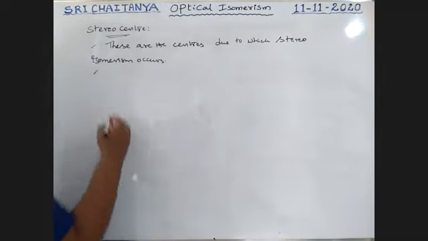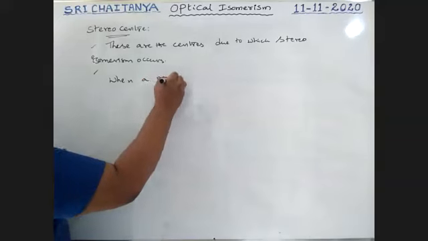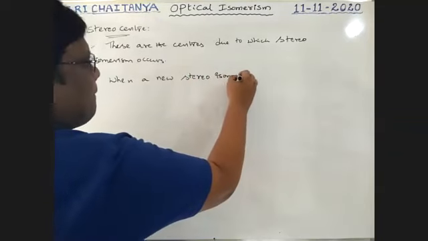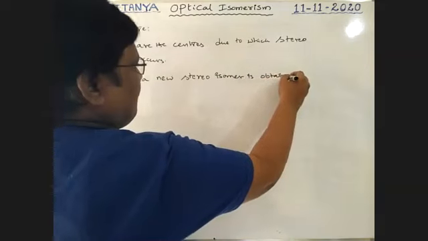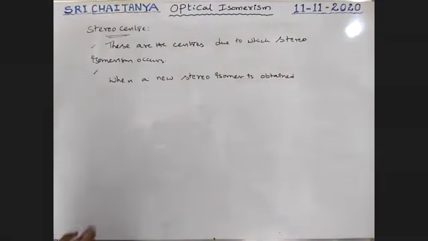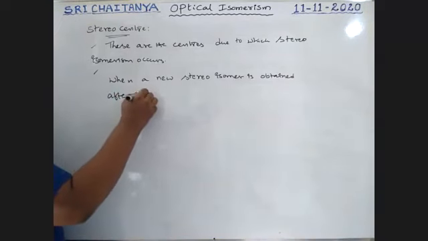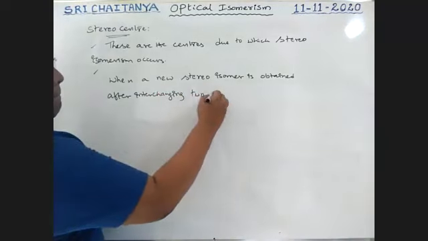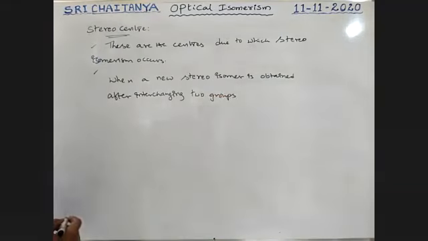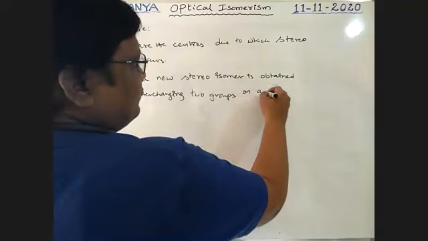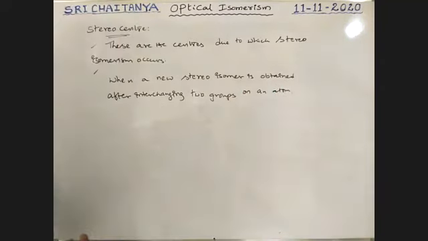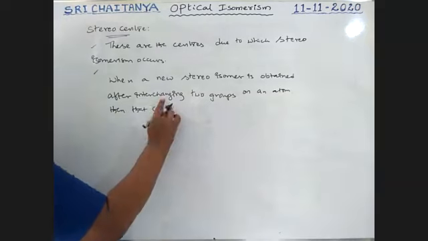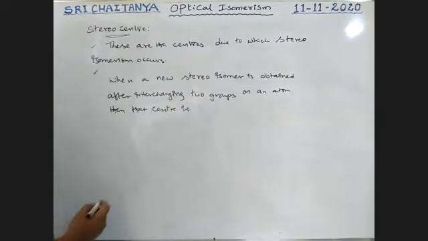See here, one more point. When a new stereoisomer is obtained after interchanging two groups on an atom, then the center is a stereocenter.